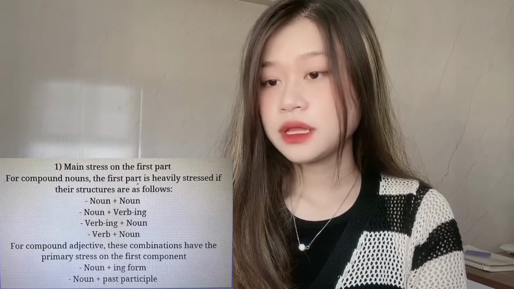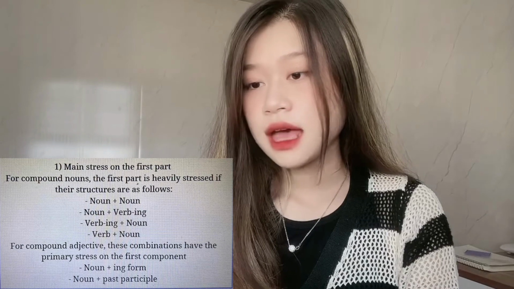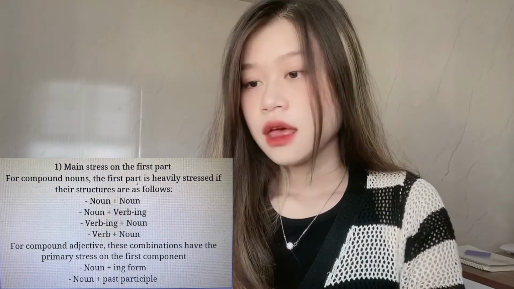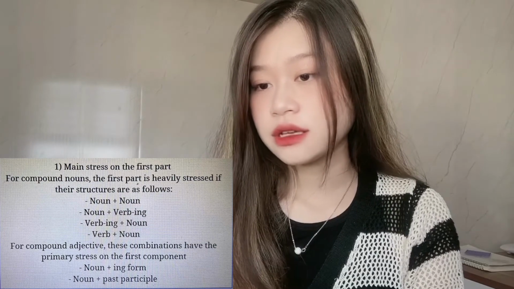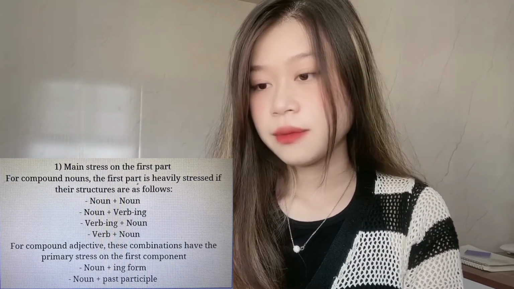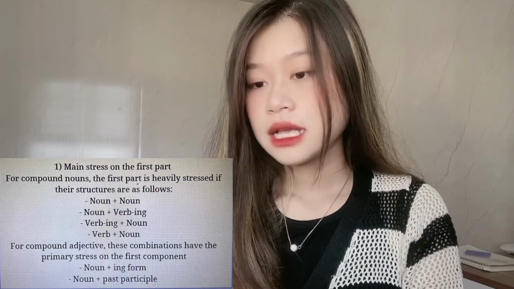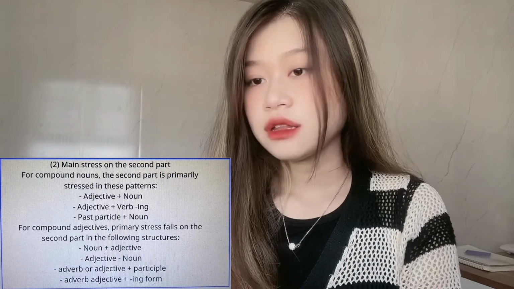The first is main stress on the first part. For compound nouns, the first part is heavily stressed if their structure is as follows: noun plus noun, noun plus verbing, verbing plus noun, verb plus noun. For compound adjectives, the combination has the primary stress on the first component: noun plus infinitive, noun plus past participle.